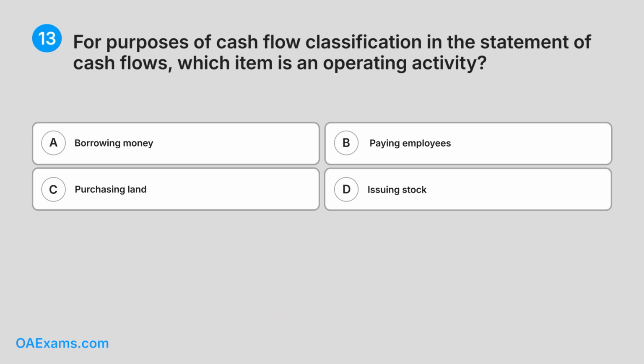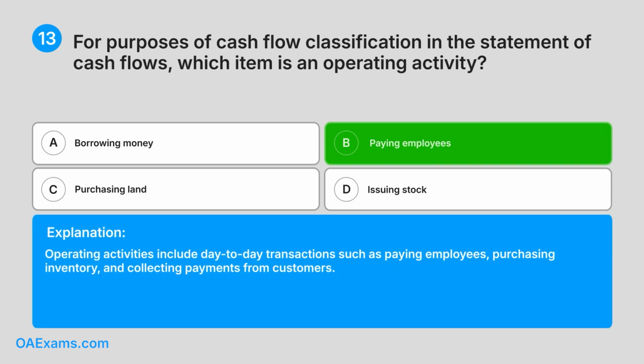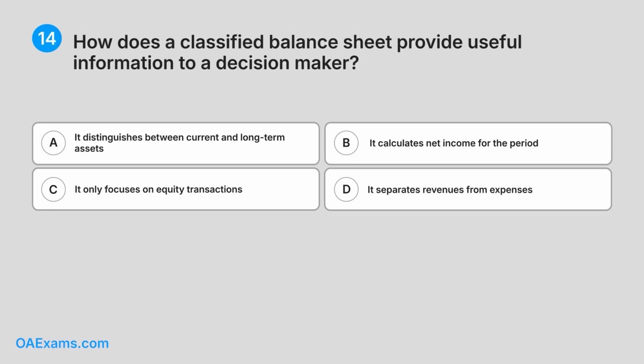Correct answer. B. Explanation. Operating activities include day-to-day transactions, such as paying employees, purchasing inventory, and collecting payments from customers. 14. How does a classified balance sheet provide useful information to a decision maker? A. It distinguishes between current and long-term assets. B. It calculates net income for the period. C. It only focuses on equity transactions. D. It separates revenues from expenses.